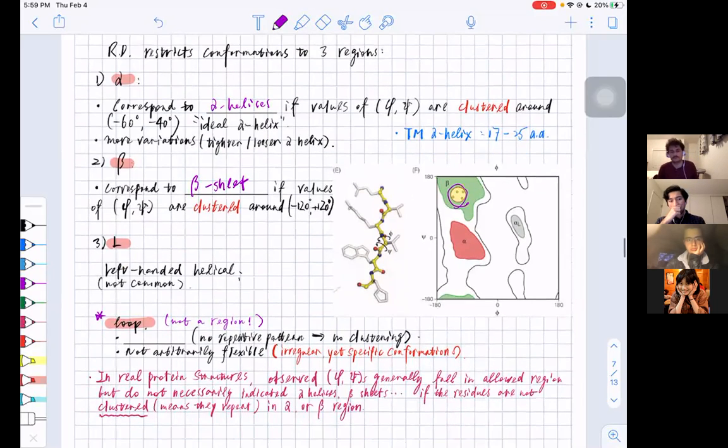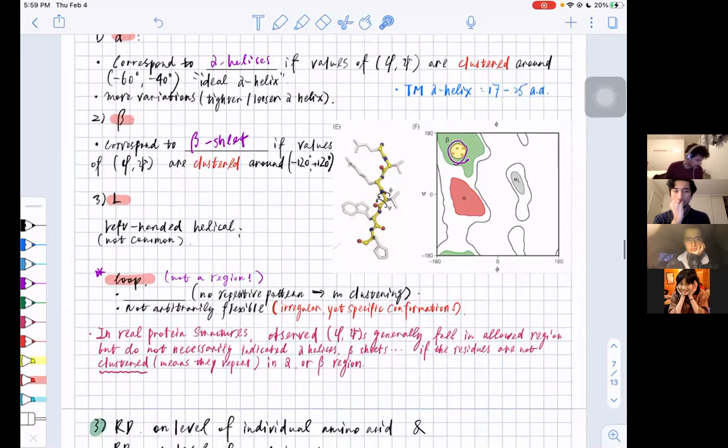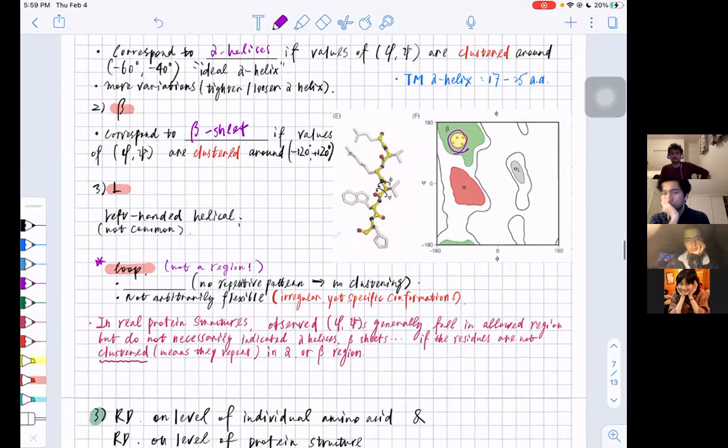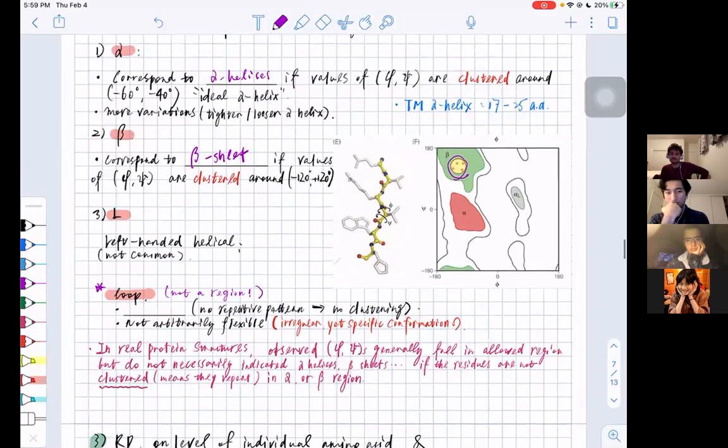And there is this left-handed region, which is not common, but sometimes it does occur. So in case you have points randomly scattered in these three regions, that might indicate a loop, because you don't have this repetitive pattern, but it could be other things.